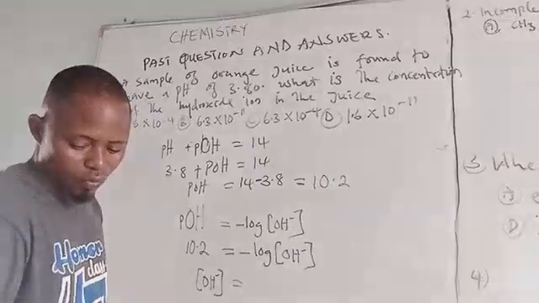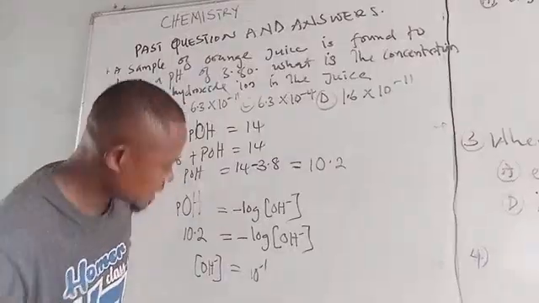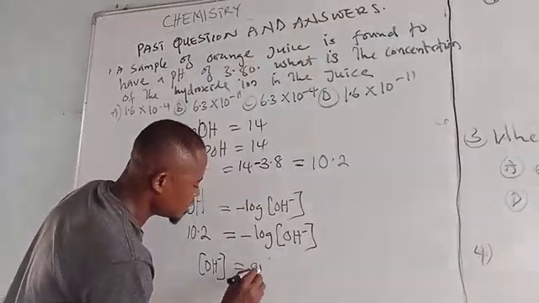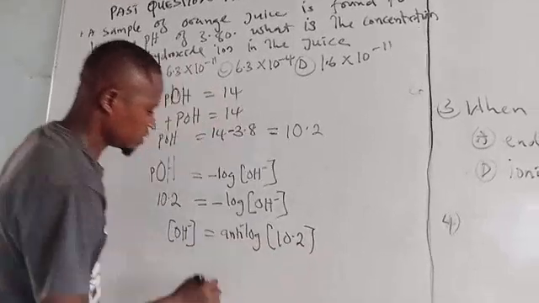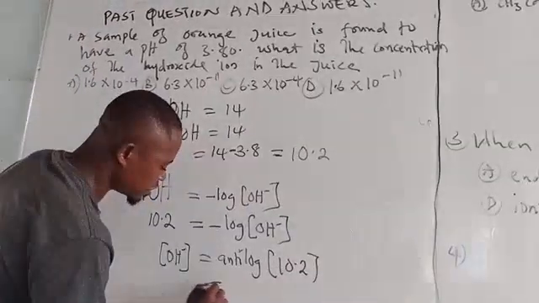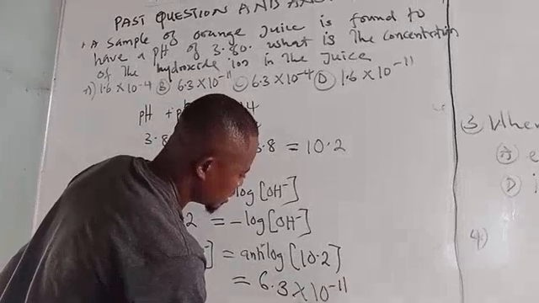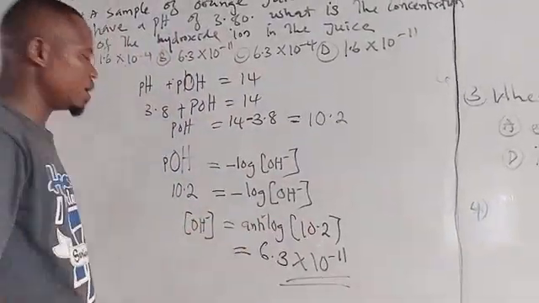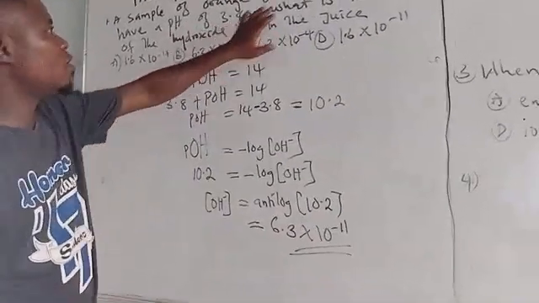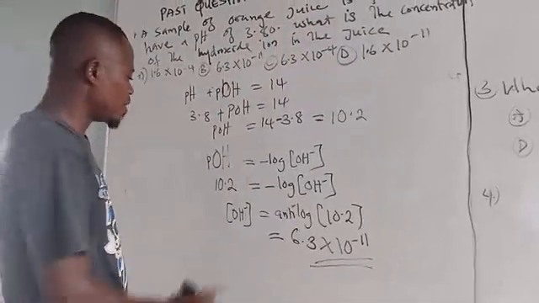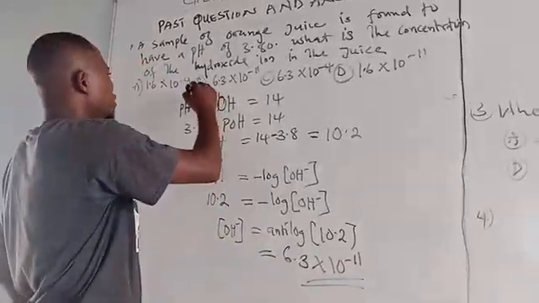So that our hydroxide ion concentration will be equal to the antilog of 10 raised to power minus the pOH. But let me just write it as antilog so that you know. The antilog of 10.2 will become the hydroxide ion concentration. If you press that very well, you are going to have 6.3 times 10 raised to power minus 11 as your antilog of 10.2. And that will give you the hydroxide ion concentration. The question says, what is the concentration of the hydroxide ion in the juice? That means the hydroxide ion concentration is 6.3 times 10 raised to power minus 11. That brings our answer to option B.